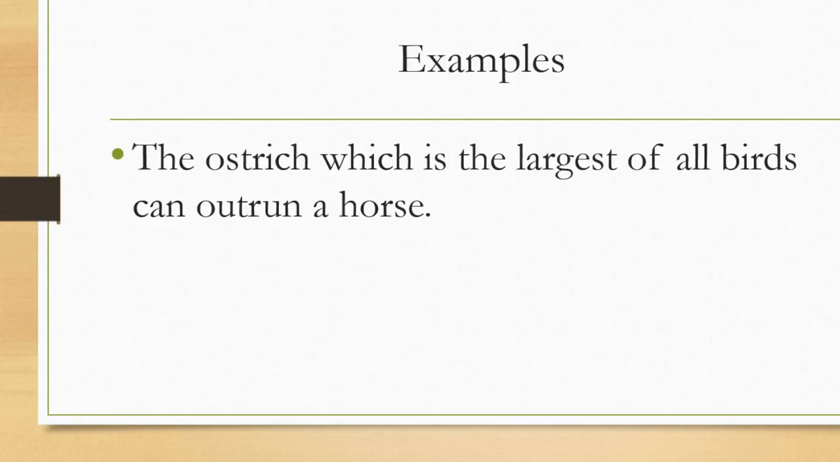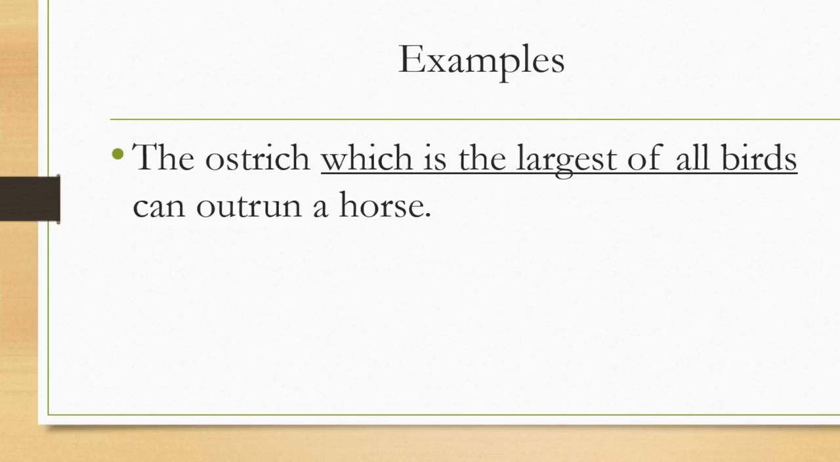Okay, so let's go ahead and look at a few more examples and also talk about the usage of commas. So here I have my example that says, the ostrich, which is the largest of all birds, can outrun a horse. Okay, so I'm going to find my relative pronoun, which is the word which, and my adjective clause is which is the largest of all birds.